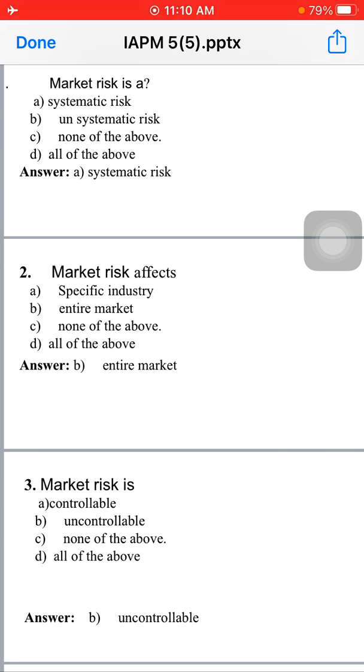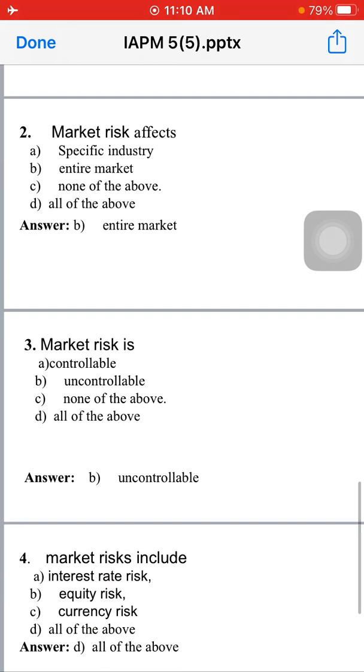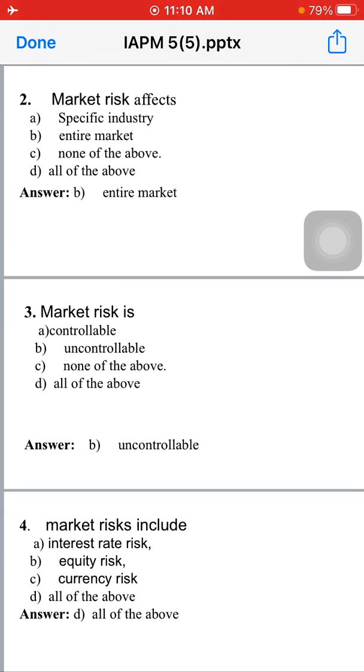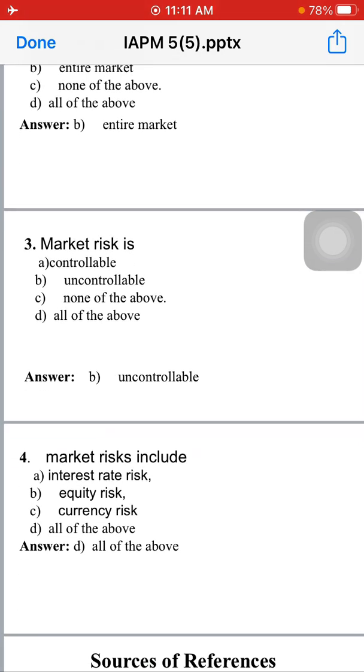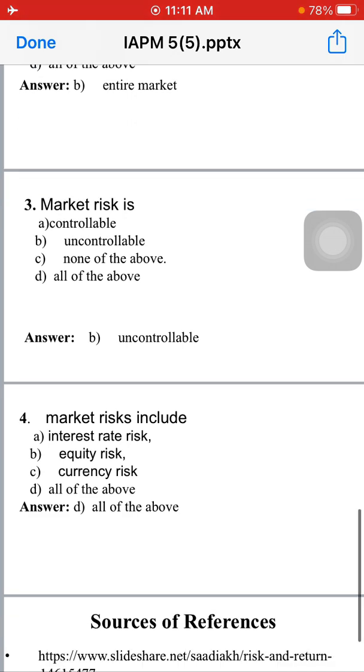Question number 3, market risk is controllable, uncontrollable, none of the above, all of the above. Market risk cannot be overcome, it cannot be diversified, it cannot be avoided. So, market risk is uncontrollable. Coming to the last question, market risk include interest rate risk, equity risk, currency risk, all of the above. So, market risk is interest risk also, equity risk also, currency risk also. So, the answer is option D, all of the above.